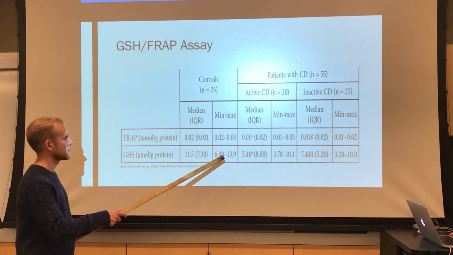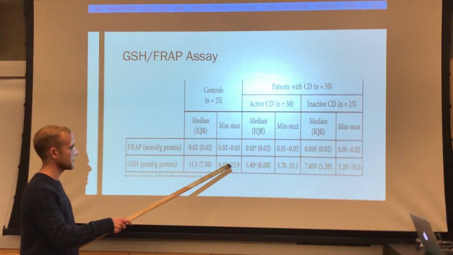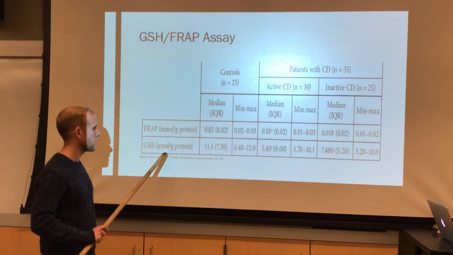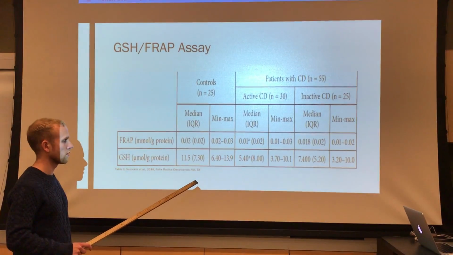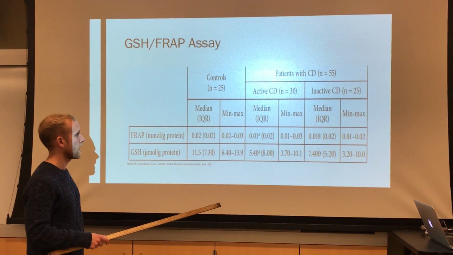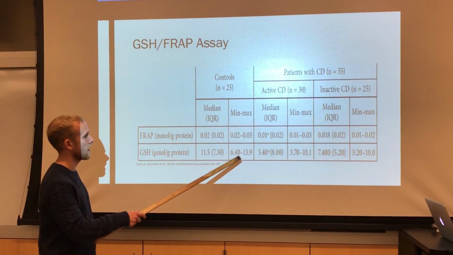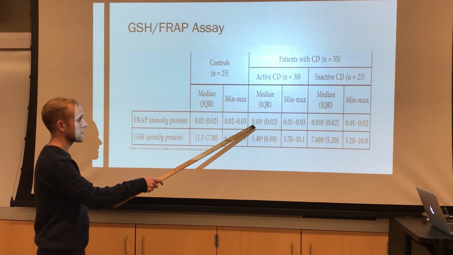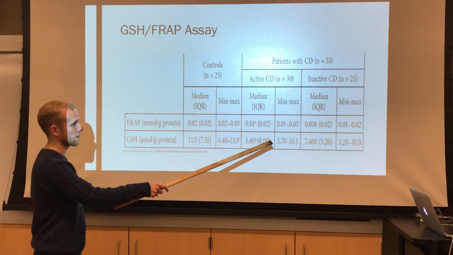Moreover, you can see from the FRAP assay, the ferric reducing ability of plasma, and the GSH assay, the glutathione reducing ability, that active Crohn's disease patients had lower levels of these plasma antioxidants than the inactive patients.